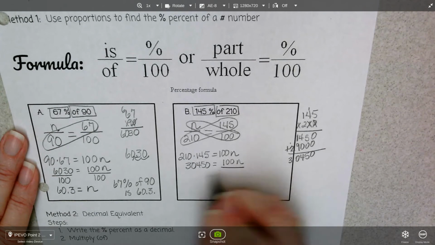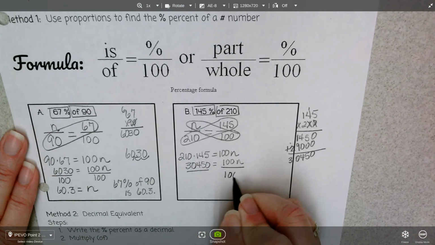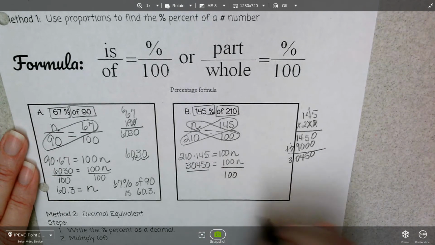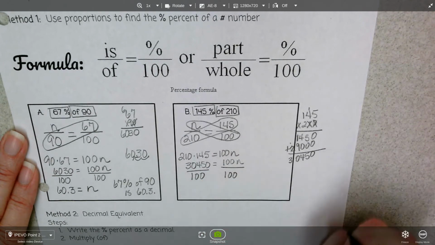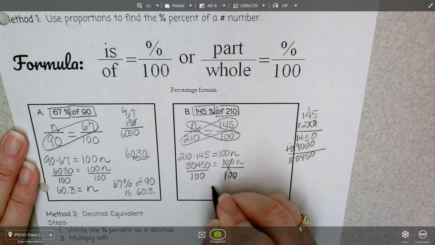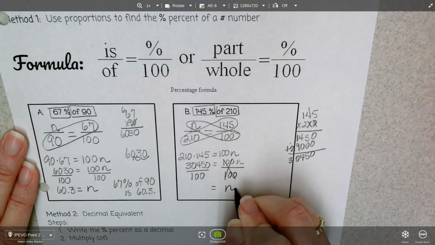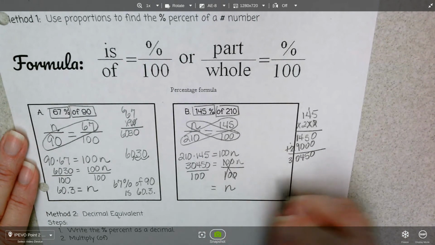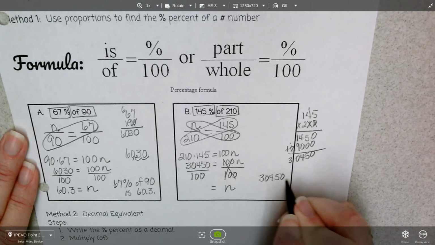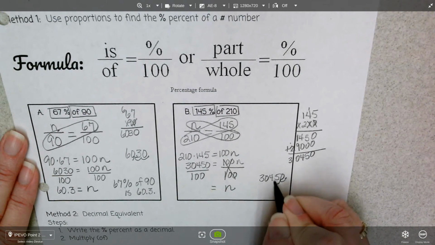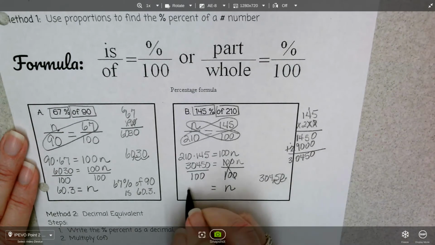Again, we're going to use those inverse operations. So we're going to divide by 100 here and divide by 100 here. 100 divided by 100 equals 1, and 1 times n is n. So we're going to take our 30,450, pull that decimal out of the hiding place, and bump it back 2 places because we're dividing by 100. That gives us 304 and 5/10.